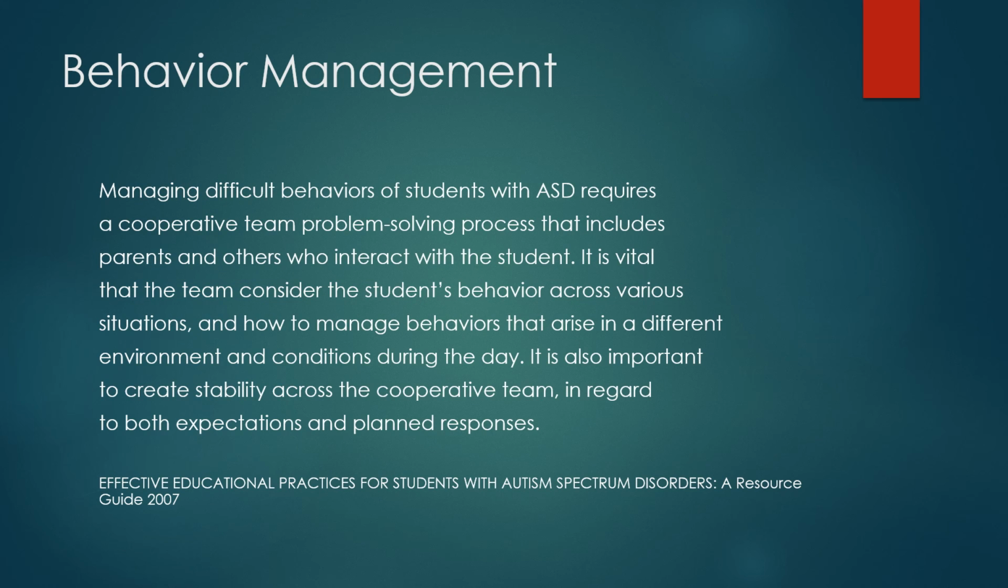Behavior management. Managing difficult behaviors of students with autism spectrum disorder requires a cooperative team problem-solving process that includes parents and others who interact with the student. It is vital that the team consider the student's behavior across various situations and how to manage behaviors that arise in different environments and conditions during the day. It is also important to create stability across the cooperative team in regard to both expectations and planned responses.